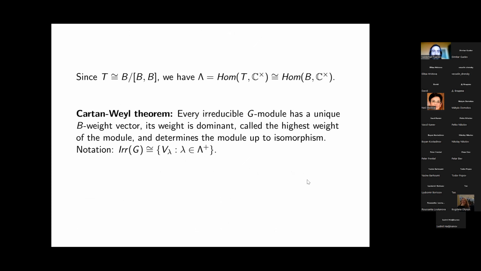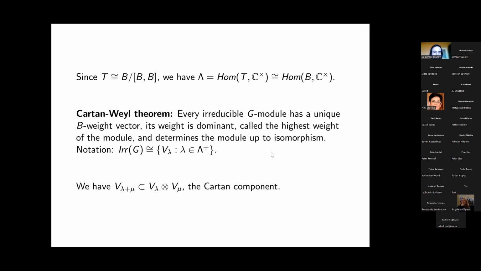So above it is written that actually the characters of T also define characters of B, because B modulo its commutator is isomorphic to T. So we have a chance of having B eigenvectors, and every irreducible representation has exactly one. And its weight determines the representation up to isomorphism. And so for lambda dominant, we write this for a model of an irreducible representation with this highest weight.